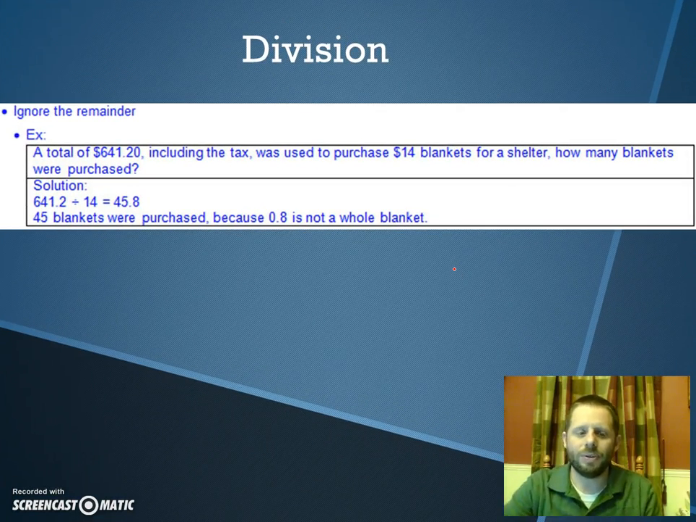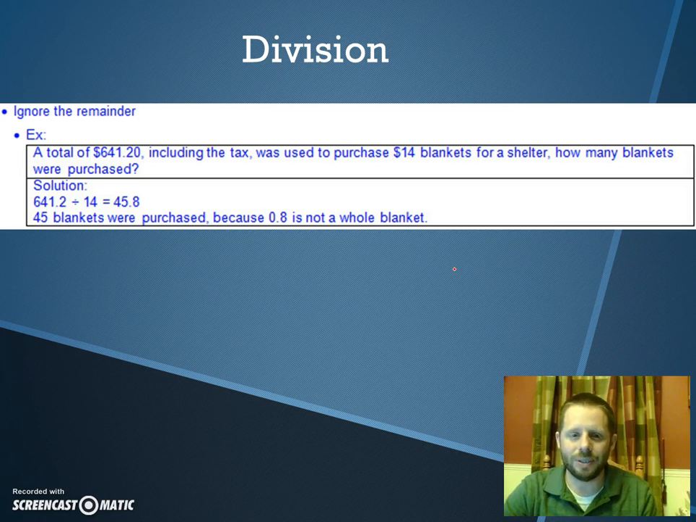Okay, let's quickly go through some different examples of what to do with that remainder whenever you do a division problem. So this first example we're going to look at is called ignore the remainder. So here you have a problem that says a total of $641.20, including the tax, was used to purchase $14 blankets for a shelter. The question says how many blankets were purchased. So if we divide our total by the cost per blanket, we should be able to figure out the number of blankets purchased, right? Well, when you actually divide those, you come up with an answer of 45.8.